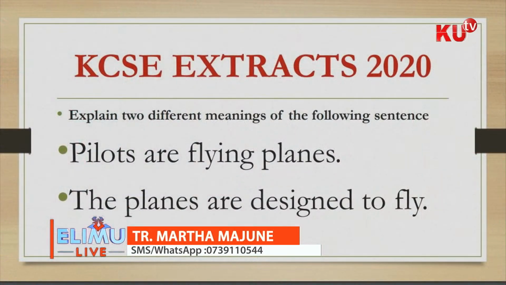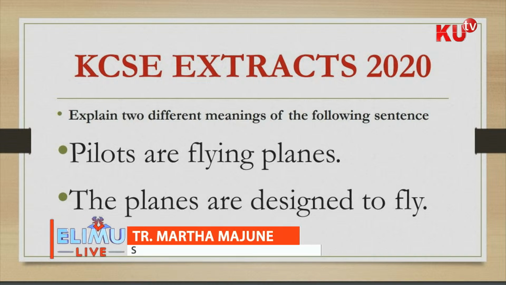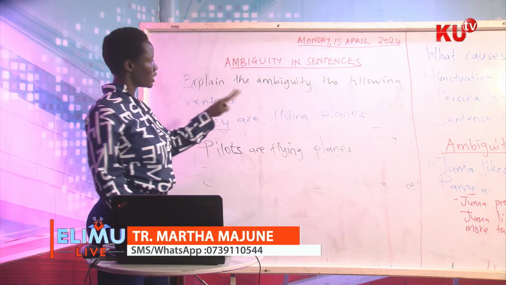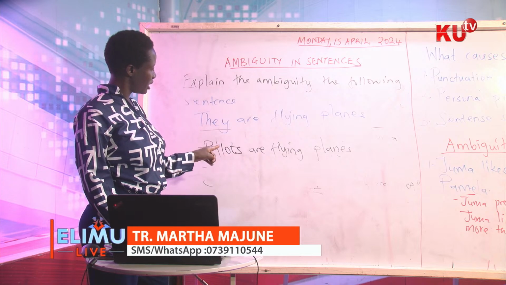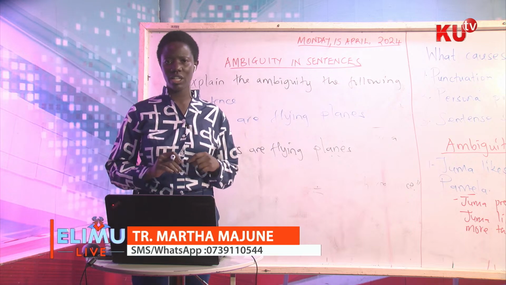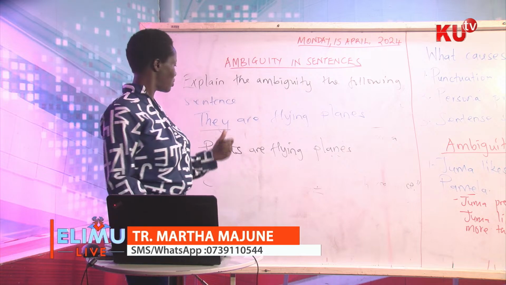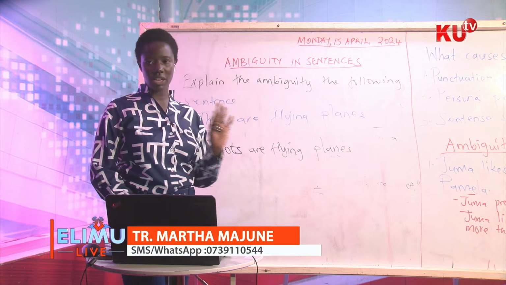Pilots are flying planes. So the pilots are at the act of putting the planes in motion. That is the first meaning of that statement. We replace the personal pronoun with a noun, pilots, to remove ambiguity, focusing on the people who are flying planes. The sentence is no longer ambiguous, unlike when you say they are flying planes.